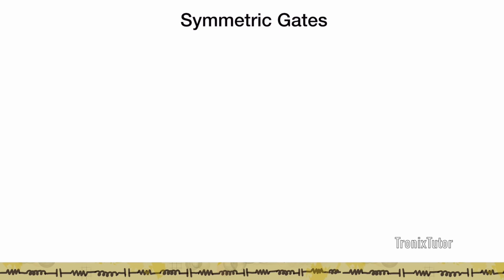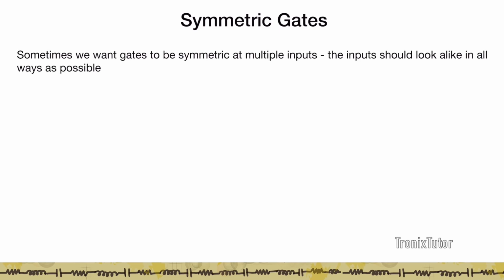Now let's look at gates if I want them to be symmetric, right? So sometimes we want gates to be symmetric at multiple inputs. And that means the gate should look perfectly alike when I look at either of the inputs. And as I discussed before, the NAND 2 gate is not symmetric simply because the two transistors don't have the same bias conditions. And this normally involves a trade-off with power and area.